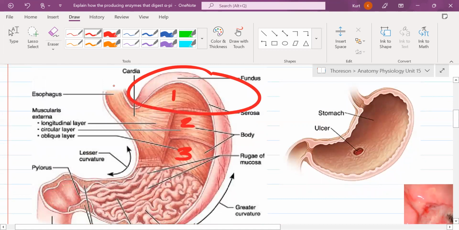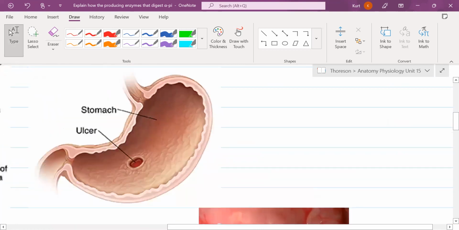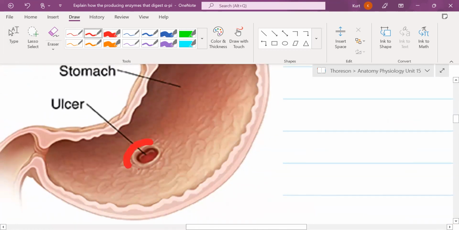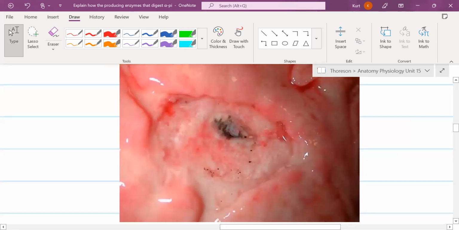What is this top part of your stomach called? The fundus, okay. Now, if you look over here, here is an ulcer. It's a hole in your stomach. It can be caused by bacteria, or it can be caused by an area of your mucus wall that is basically missing mucus and the acid is burning through. There's an actual picture of an ulcer. And it can actually cause contents of your stomach, gastric contents, to leak into your abdominal cavity. That would not be good.